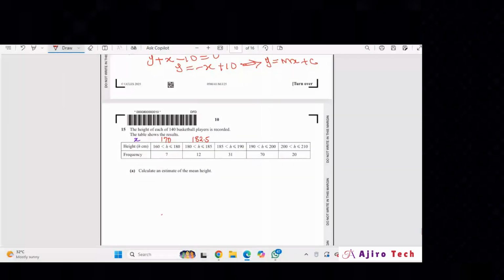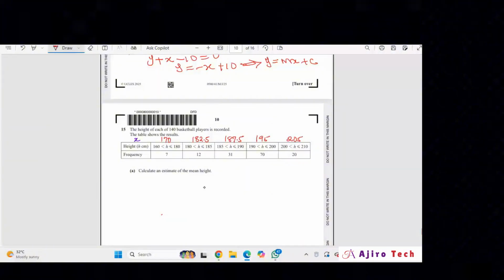Do this one as well. 185 plus 190. You have 375 divided by 2. That will give us 187.5. When you do 190 plus 200, then you divide it by 2, will give us 195. Do the same thing. 200 plus 210, then you divide it by 2, will give us 205.